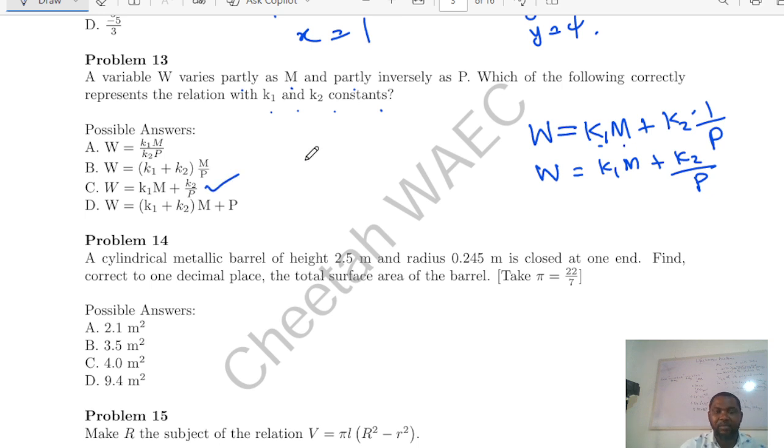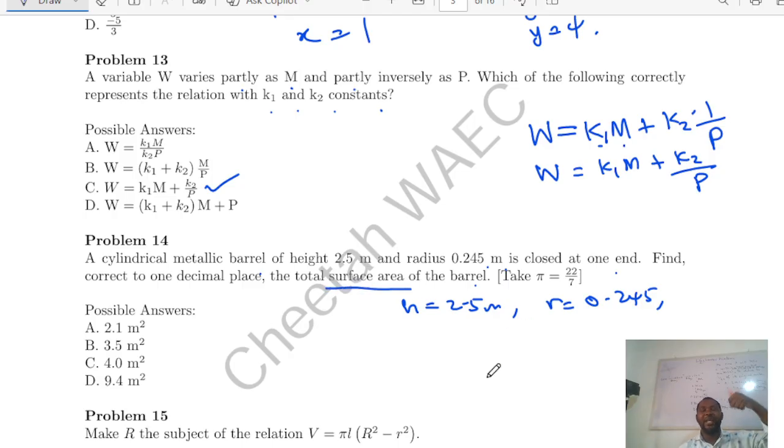Very easy. Now number 14 says, a cylindrical metallic barrel of height 2.5 meters and radius 0.245 meters is closed at one end. Find correct to one decimal place the total surface area of the barrel. So the height h is equal to 2.5 meters and the radius r is equal to 0.245, and it is closed at one end, and we are asked to find the total surface area. Now since it is only one end that is closed, that means the other end is open.